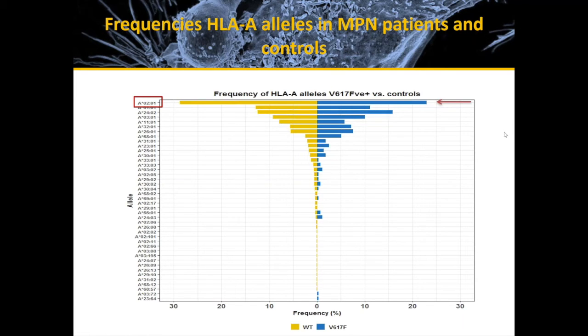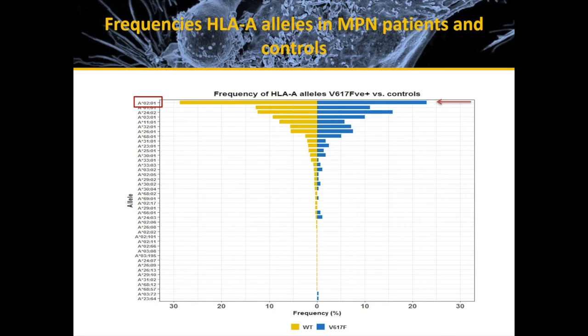HLA association analysis was performed by fitting an additive generalized linear model with gender and age above 50 taken as covariates. As you can see on this slide, 3 HLA alleles were observed with relatively high frequency, more than 10%, in both patients and controls, and the highest variation in allele frequencies was observed for the HLA A0201 allele.